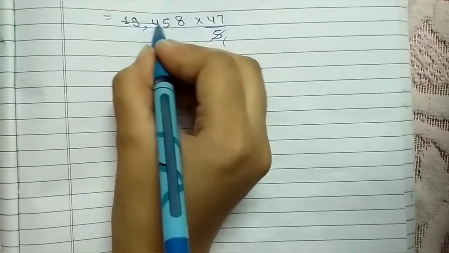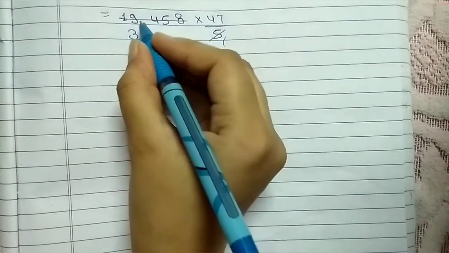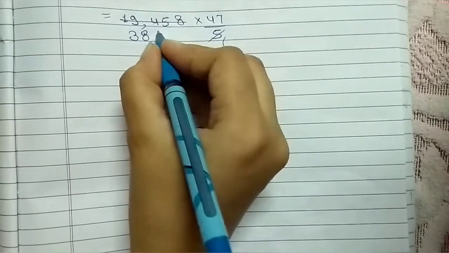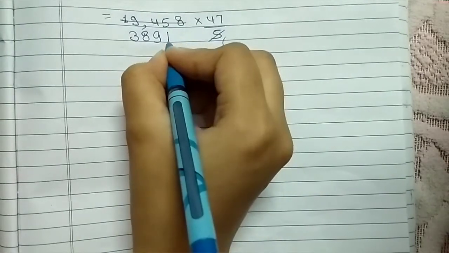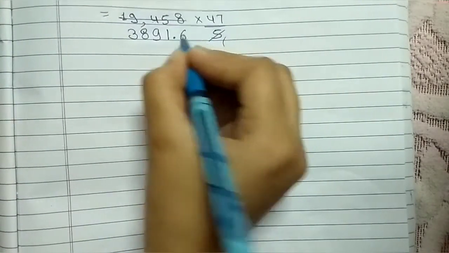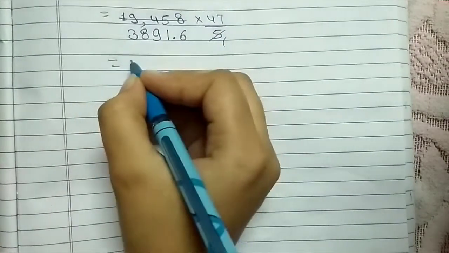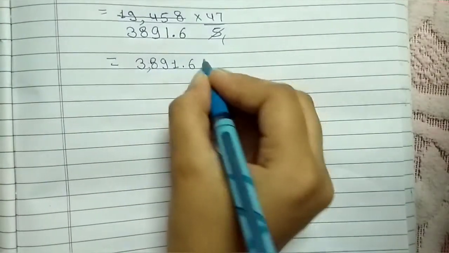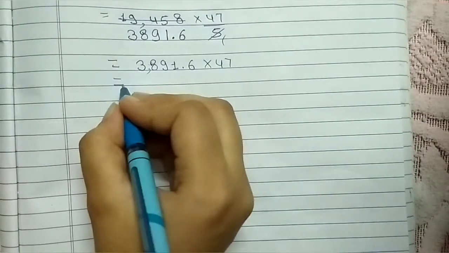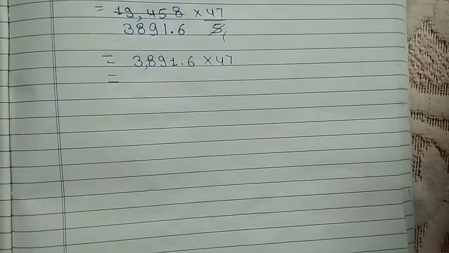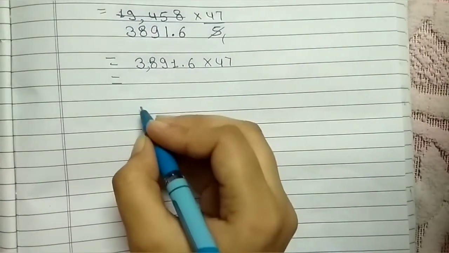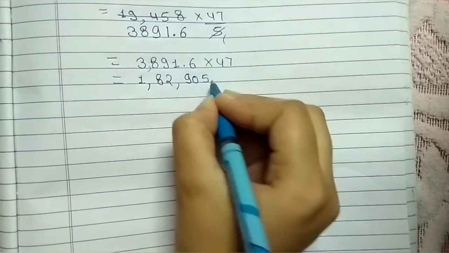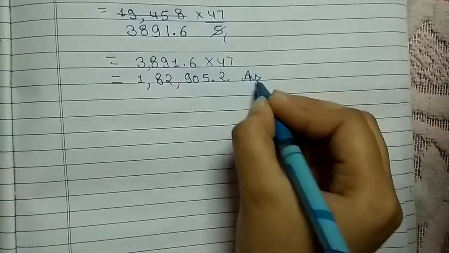5 ones are 5, 5 threes are 15, 5 8s are 40, 45, 5 9s are 45, 5 1s are 5, 5 6s are 30, equal to 3891.6 into 47 equal to, now we will multiply them and we will get 1,82,905.2. This is our answer.